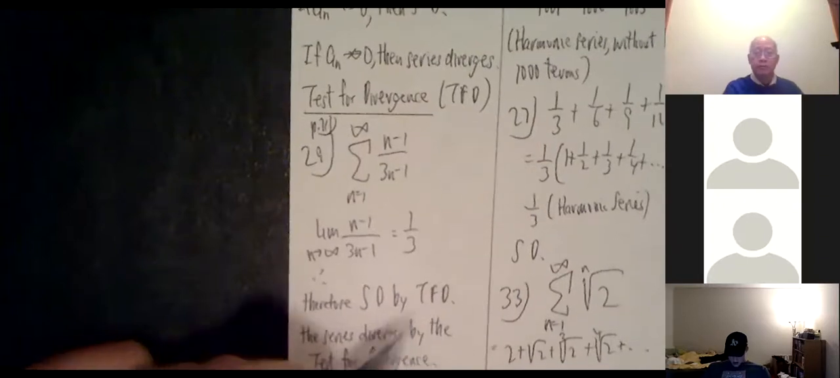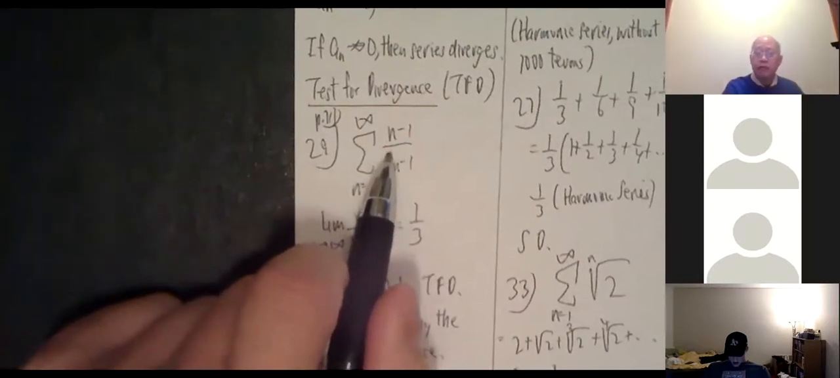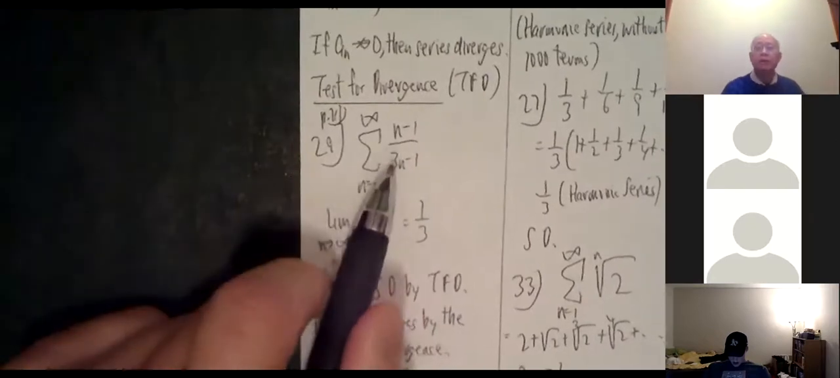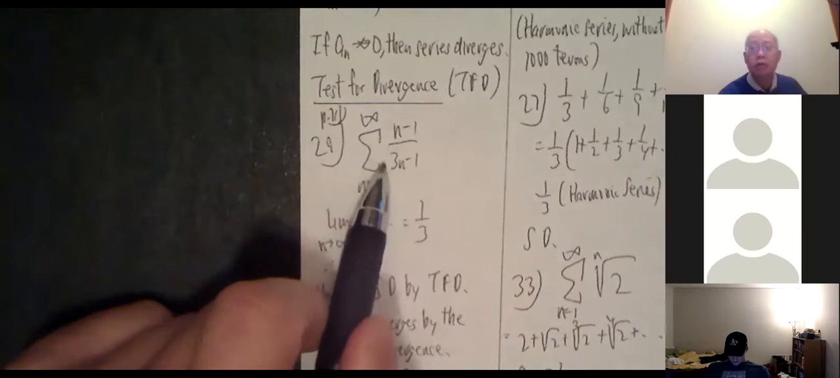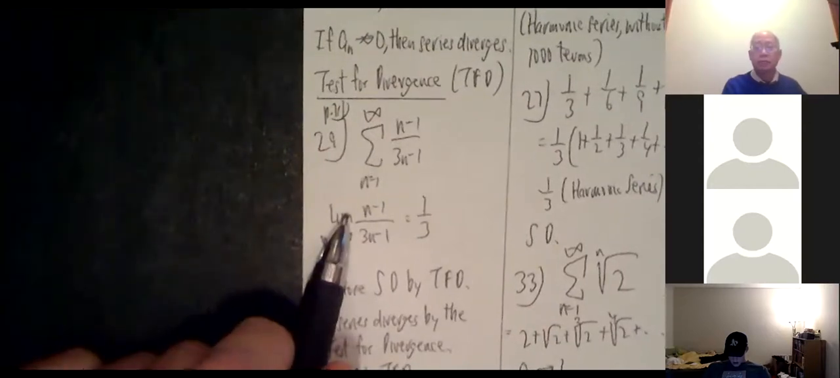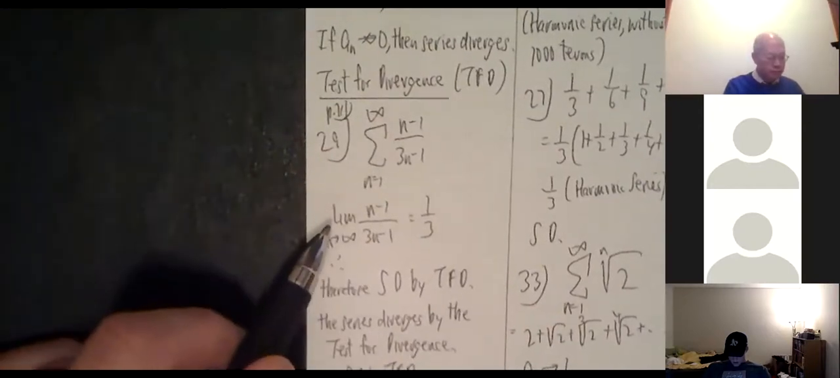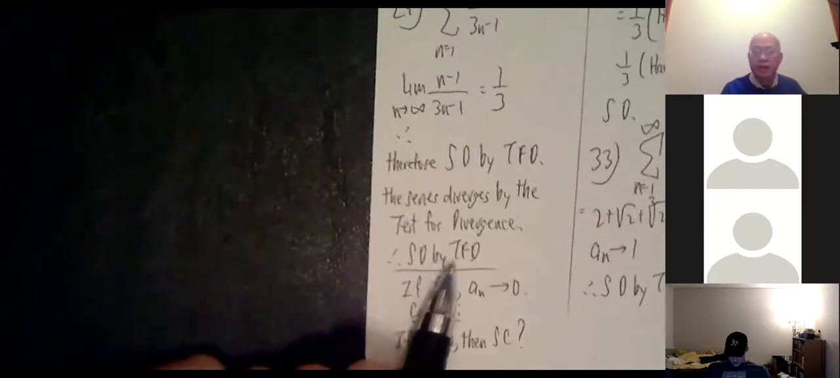Test for divergence. When n gets bigger and bigger and bigger, it looks more and more like 1/3 plus 1/3 plus 1/3 plus 1/3 plus 1/3 infinitely many times. And if you add up infinitely many 1/3s, that blows up, right? So we're going to say the series diverges by the test for divergence.